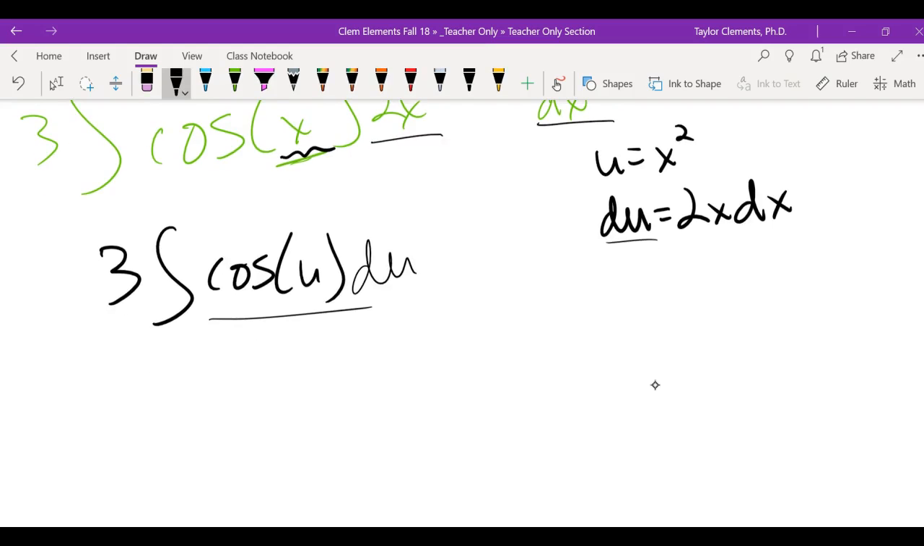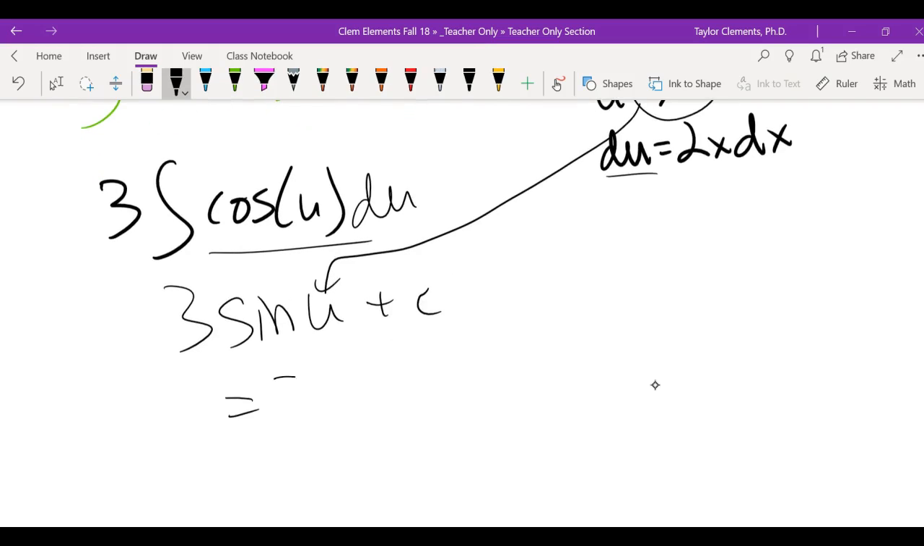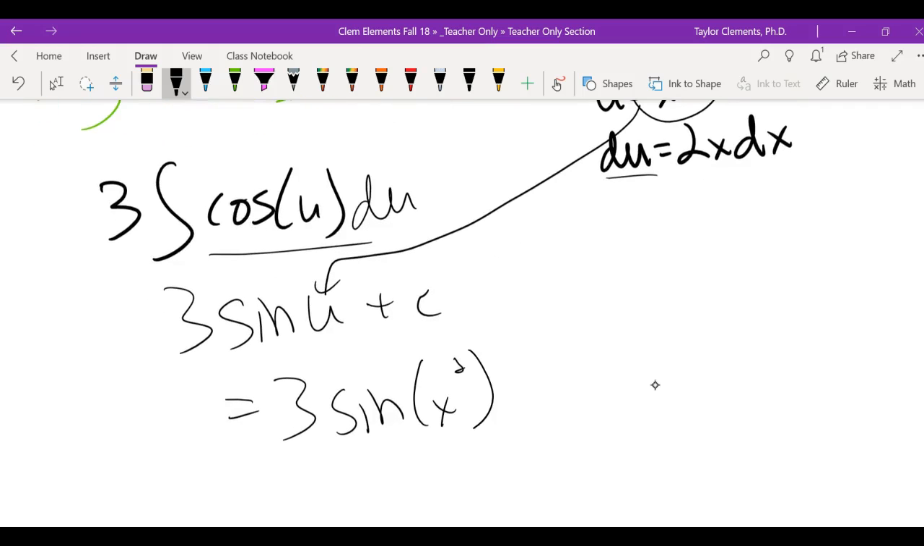All right, so let's do this integral. What's the antiderivative of cosine? It's just sine. You still got that 3 out here. So 3 sine of u plus c. Make your u substitution back in there. So the answer is 3 sine of x squared plus c.